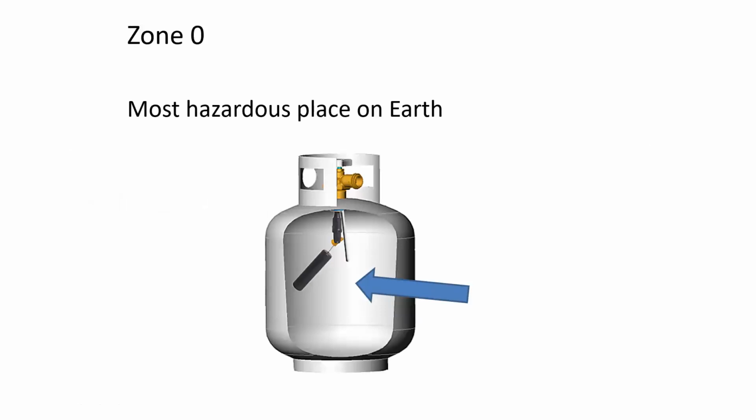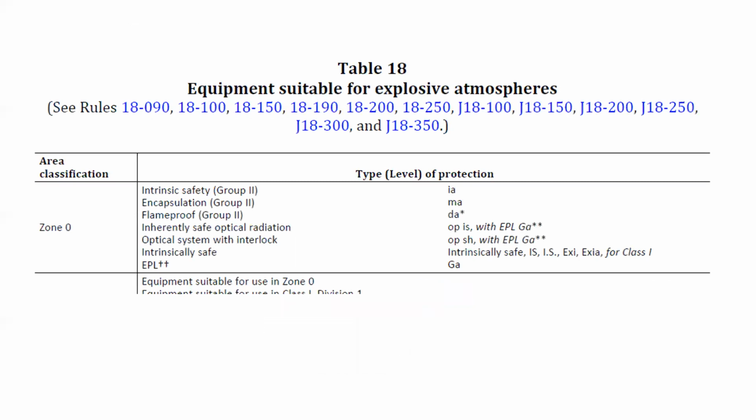18090, Zone 0, is the most hazardous place on Earth, and we can imagine this as the center of a propane tank. It indicates that intrinsically safe circuits only are permitted, and when we go to Table 18, although it may not appear to be true, it is. All of these different specific types of protection are actually intrinsically safe, and due to that, they are permitted in Zone 0.